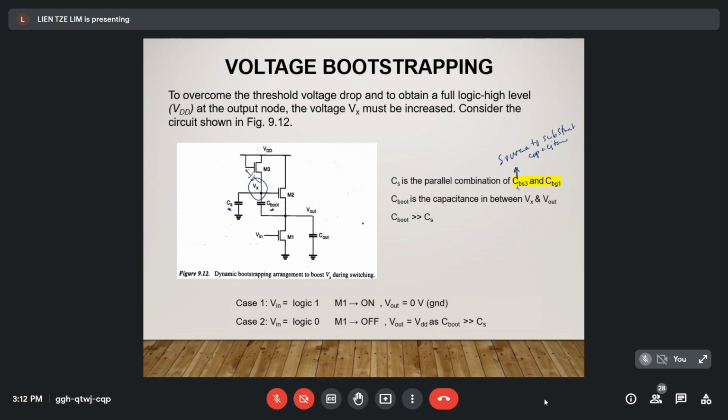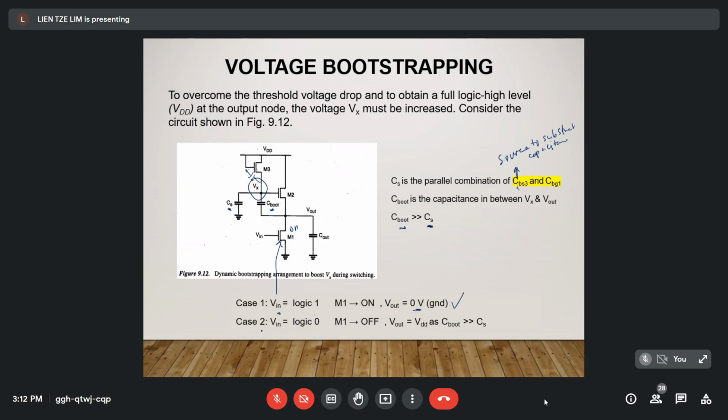Under the condition where C boot is larger than CS, we will get this output. When the input to transistor M1 is logic 1, that means M1 is turned on and the output becomes 0. So this we can understand.